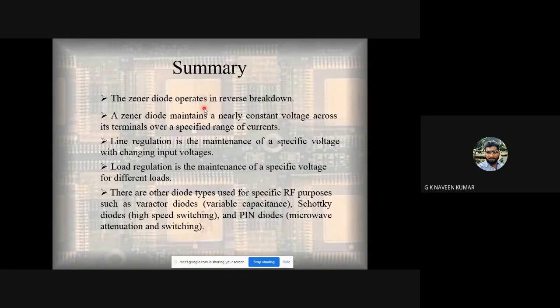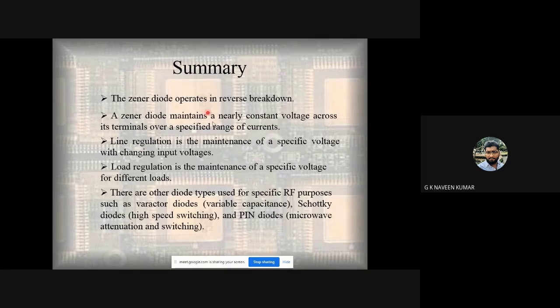Coming to the summary of this Zener diode application, the Zener diode always operates in reverse breakdown, and the Zener diode maintains a nearly constant voltage across its terminals over a specified range of current. That range will be from the minimum Zener current to the maximum Zener current. That is the range of currents.